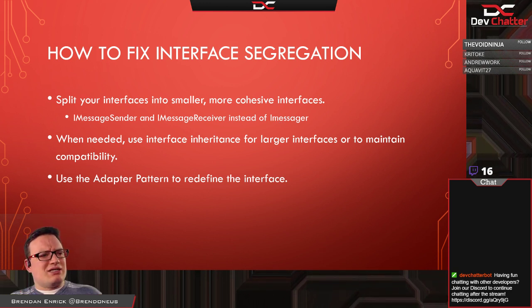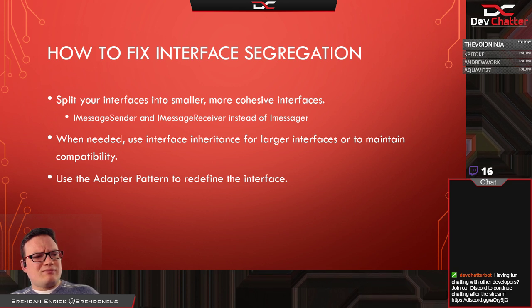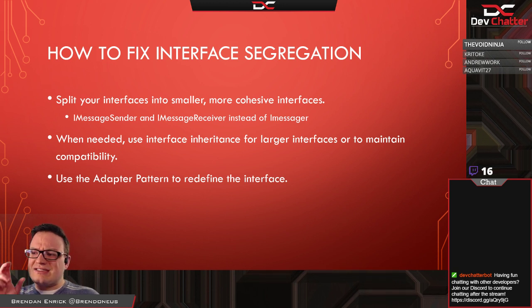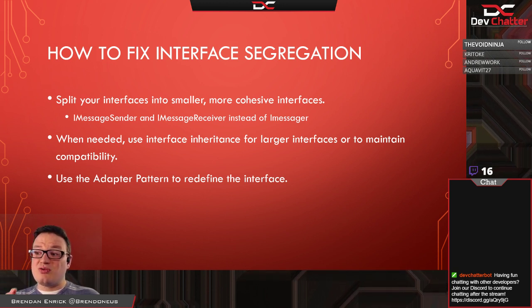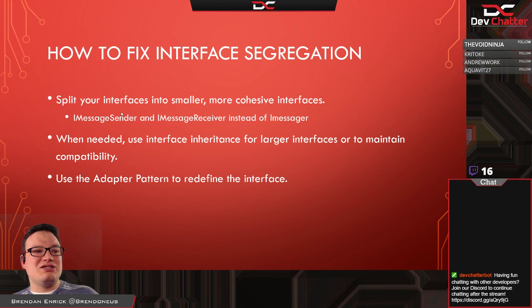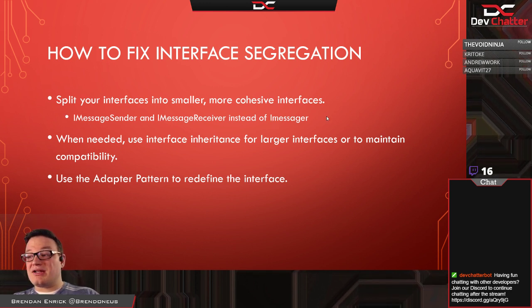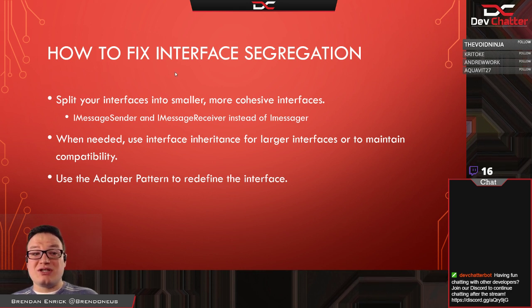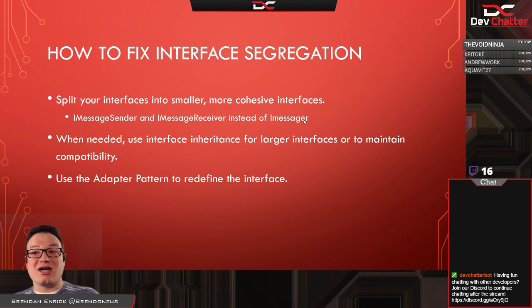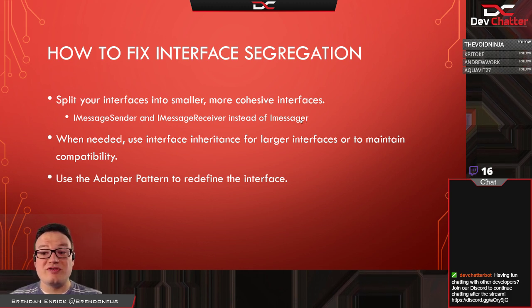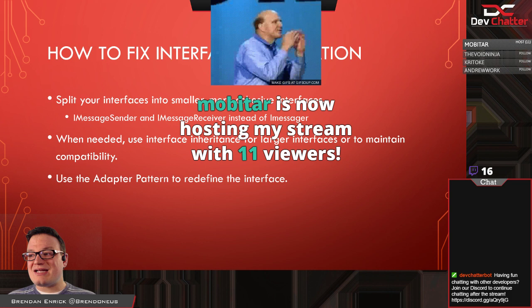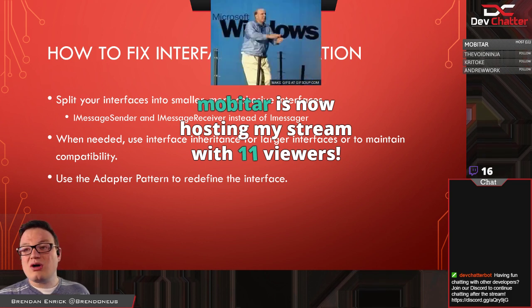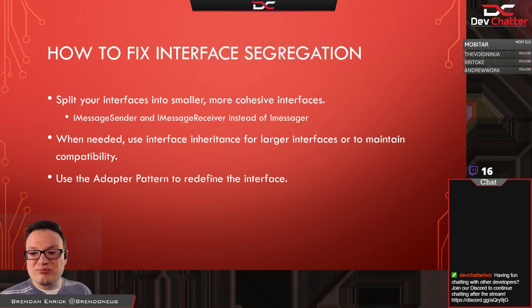So the idea here is that iMessenger could still exist. We can leave that in our code. The simple way to fix things is to add these 2 new interfaces and have iMessenger implement those 2. So everybody can still keep using the iMessenger, and it will be an iMessageSender and iMessageReceiver until we can remove the dependency fully. So that's the idea.